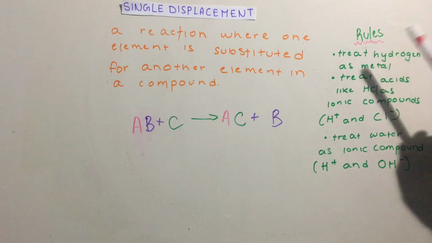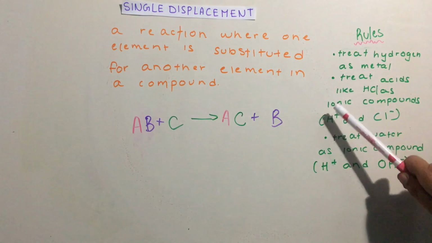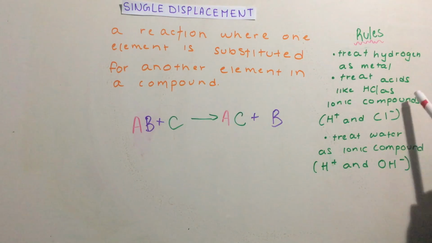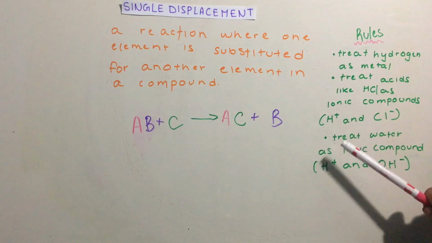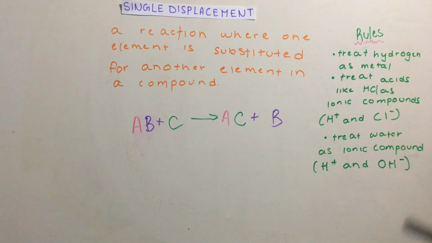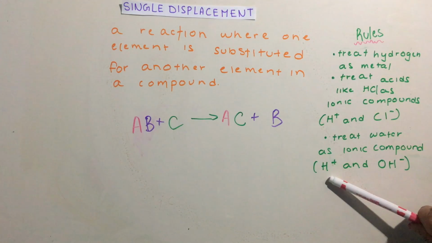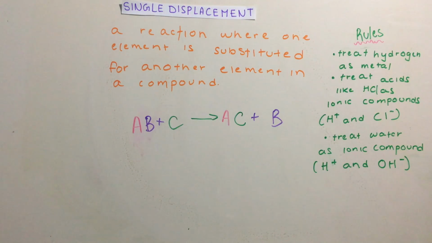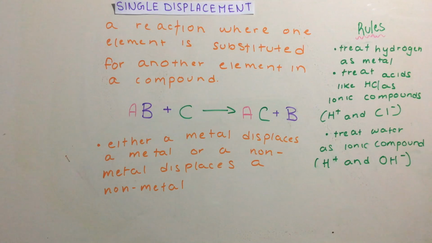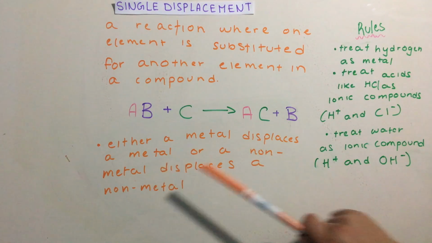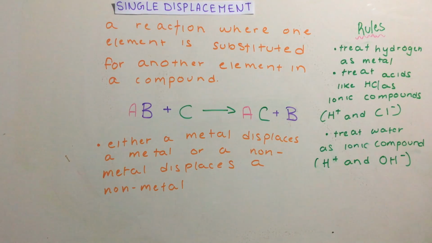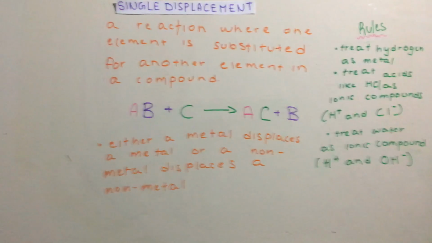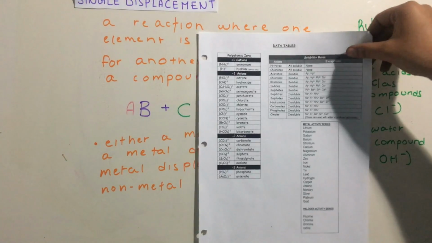So some rules that you should be following while displacing are treating hydrogen as a metal, treating acids such as hydrochloric acid as ionic compounds, and treating water as an ionic compound with the formula H as a cation and OH as an anion. Either a metal can displace a metal or a non-metal can displace a non-metal. So when you're doing either one of them, you always have to look at the activity series, which indicates the reactivity level. So here is the activity series.